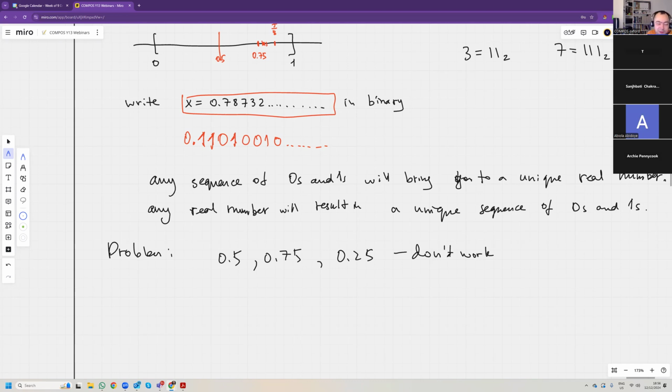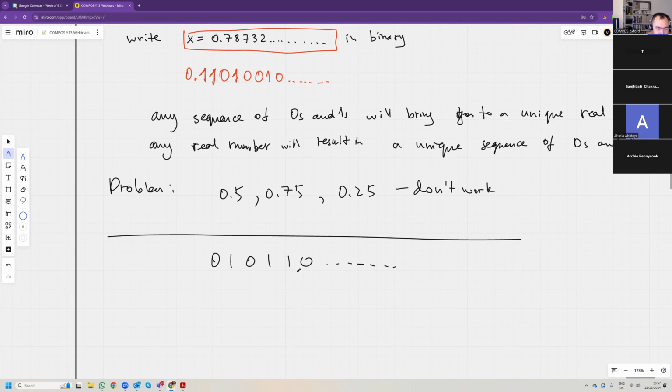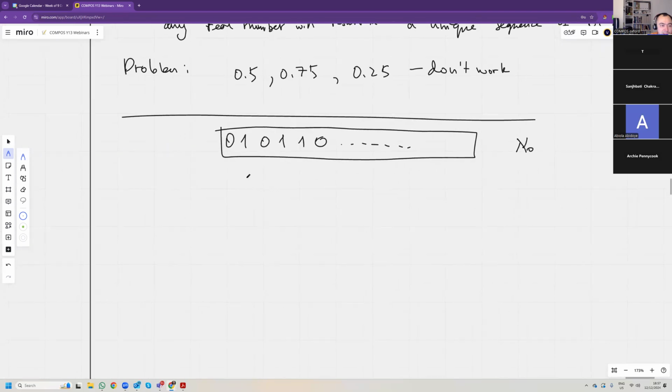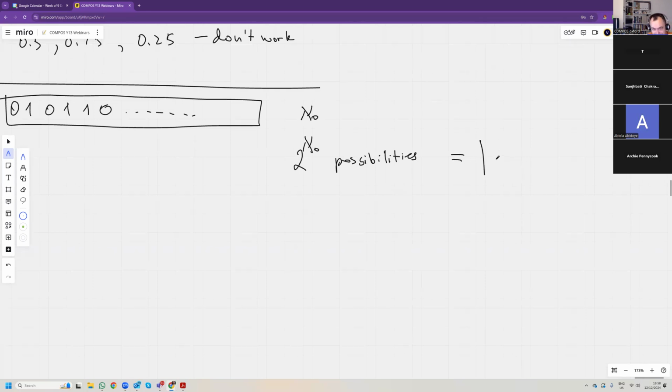In a similar fashion, if you take all the sequences of ones and zeros, this is a countable set. This is countable, so it has cardinality aleph naught. But then how many different ones do you have? Well, each has two possibilities, 0 or 1. So the number of possible strings is 2 to the power aleph naught. And that is also equal to the cardinality of R.